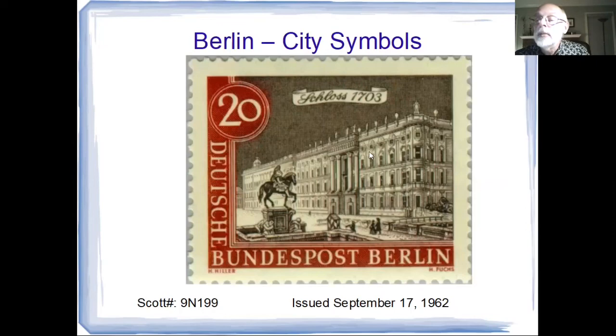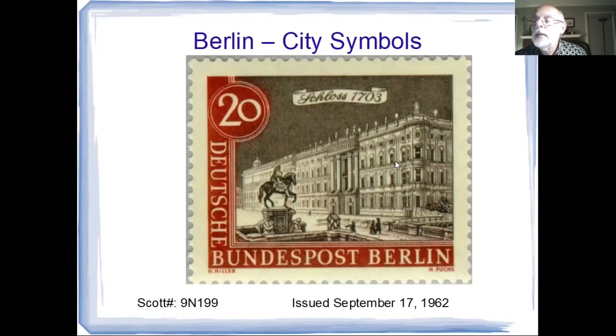Another symbol of Berlin, which was also commemorated in the '62 definitive series in Berlin, was the castle. This was a castle of the Prussian kings, and it was built in 1703. Remember, 1701 was the establishment of the Kingdom of Prussia. Now that castle survived more or less World War II, even though it was also burned and damaged.